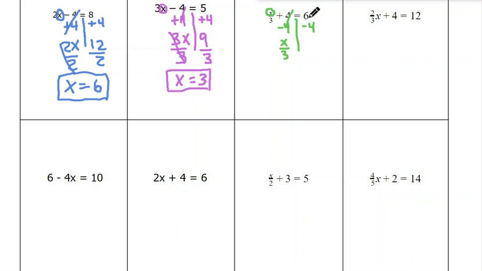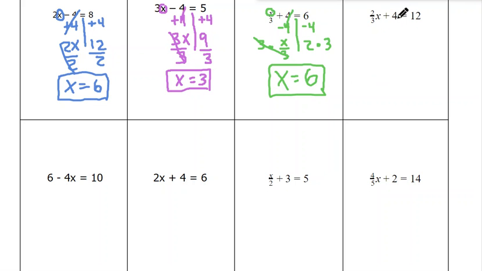I have to keep them equal. And 6 minus 4 is 2. All right, so I have x divided by 3 equals 2. Well, the opposite of divided by would be times. So I'm going to times by 3 to get rid of those and leave me with x. I'm going to do the same thing on the other side. 2 times 3 gives me 6. So I have x equals 6. And that is my final answer.